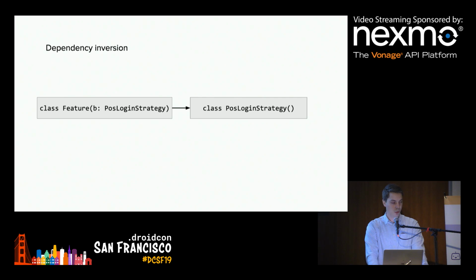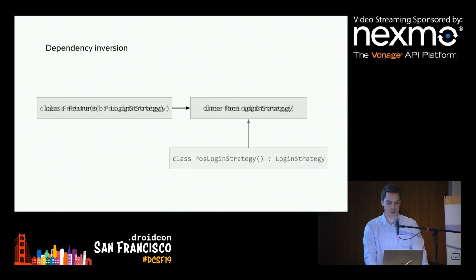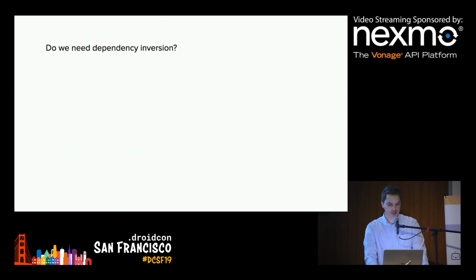The solution there is to invert the dependency on the class by introducing an interface, which I call here LoginStrategy. My Feature class now accepts this interface, or an instance of this interface, as an argument. And then my PostLoginStrategy implements this interface. Now this allows me to make changes in the PostLoginStrategy, and my Feature class doesn't have a dependency on it directly. So it is very likely that I don't need to update anything there. And that's what we rely on heavily at Square.